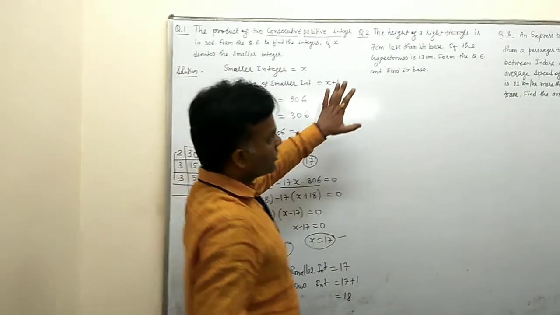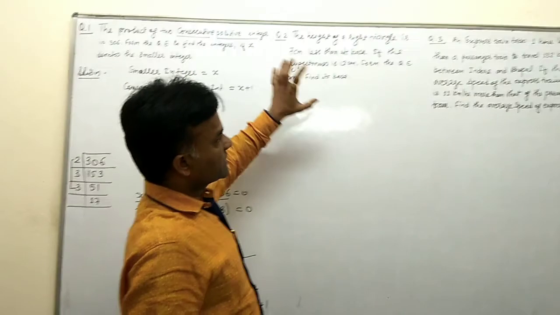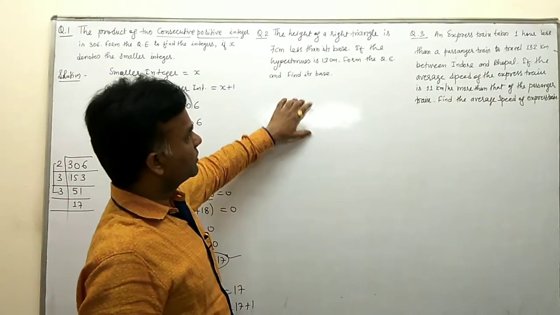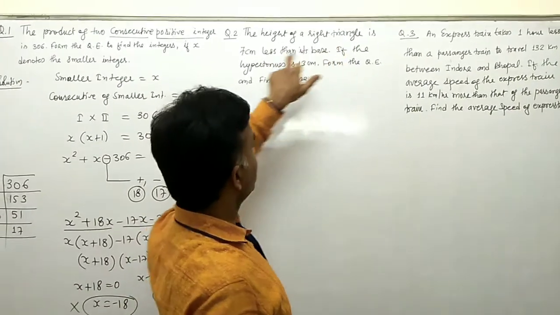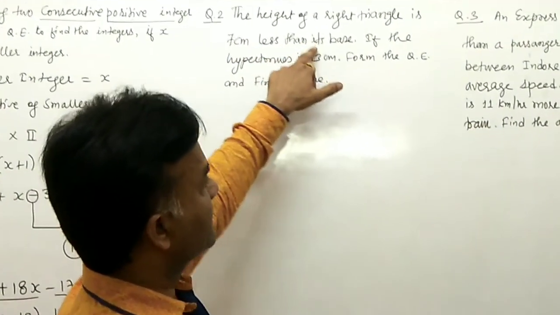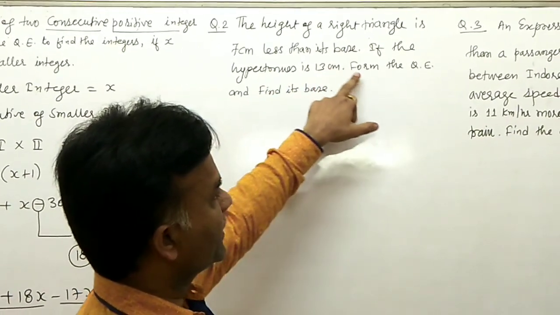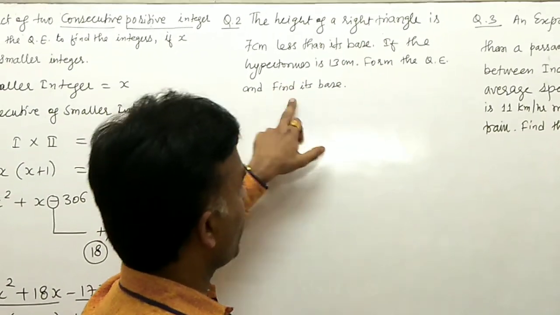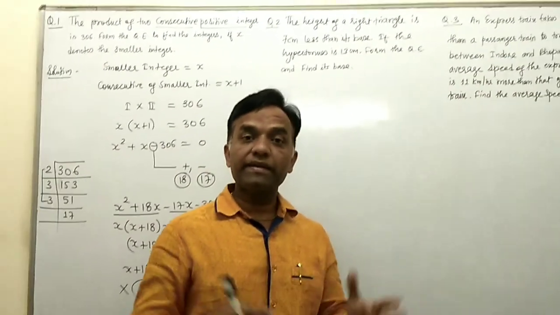But in the second question, now we take one related to geometry. Okay, this is the concept of a triangle. So first we read out the question: the height of a right triangle is 7 cm less than its base. If the hypotenuse is 13 cm, form the quadratic equation and find its base. Okay, so basically this question is related with the right angle triangle.